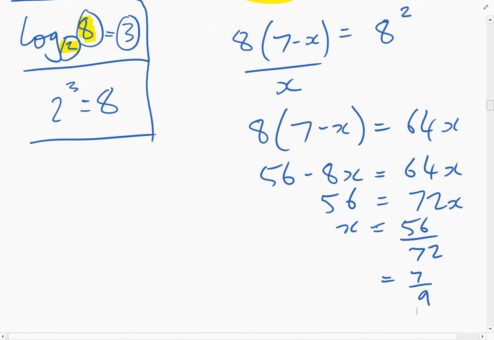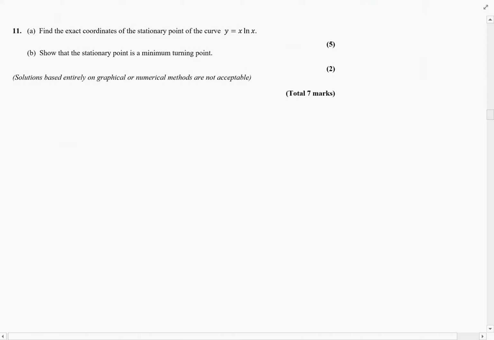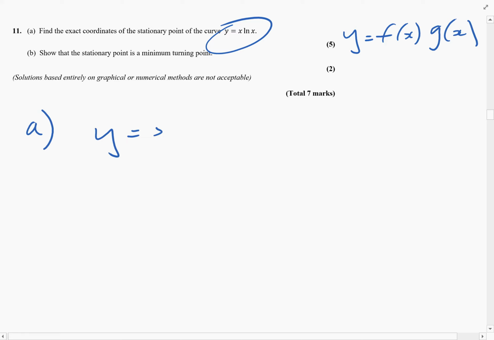Question 11. It says, find the exact coordinates of the stationary point of the curve y equals x ln x. Now you can see that this is two functions of x multiplied together. Y equals a function of x multiplied by another function of x. So we're going to need to use our old friend the product rule here. Using the product rule, it doesn't matter which you choose for u and which you choose for v. For the quotient rule it does, but for the product rule, it doesn't.